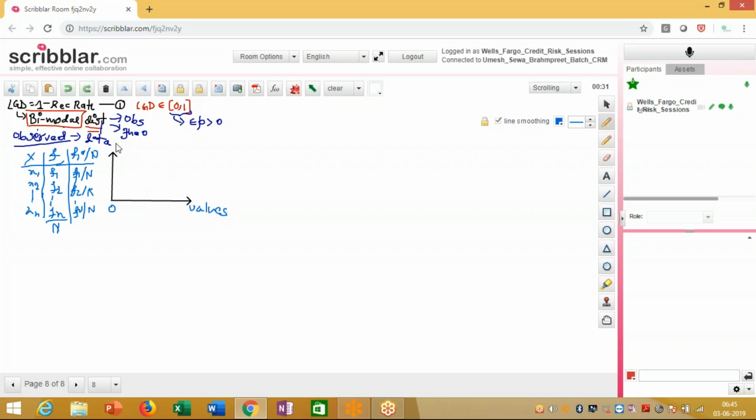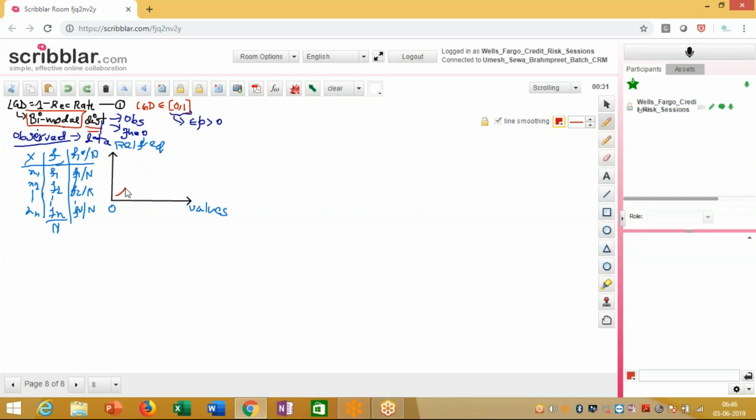So values, and over here what we have is the relative frequency. What we have is the relative effect. So now, if you look into this, I can have three forms of the distribution.